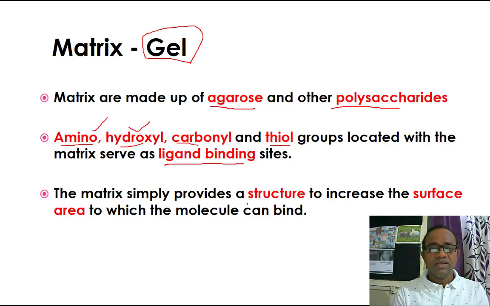The matrix generally gives surface area so that the molecule can bind to it. The matrix only increases the surface area so that the molecule can bind. So ultimately we understand from this that matrices are gels. Onto that gel, side chain groups like these are attached so that the ligand can bind to the side chain. The use of the matrix is to increase the surface area, so that the molecules can bind to the matrix molecules.